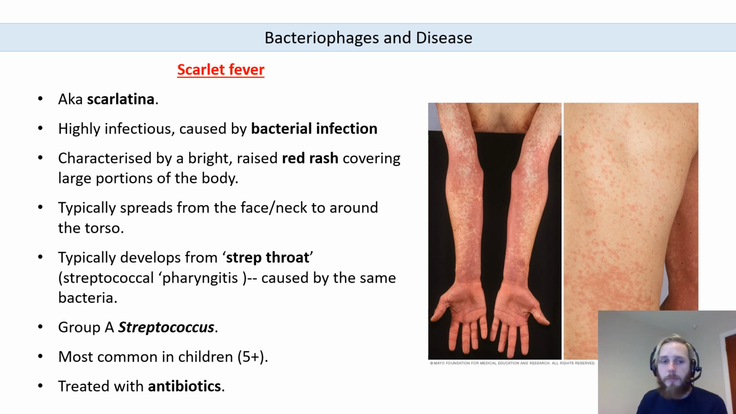Most common in children. You'll see the phrase streptococcal pharyngitis thrown around. It's caused by the same bacteria, as I kind of said. That's how it can start before it progresses. Pharyngitis, as we know, itis is inflammation. Pharyngitis is inflammation of the pharynx, which is caused in streptococcal pharyngitis by streptococcal infection. Strep throat is how we tend to refer to it. Again, it's just pharyngitis caused by streptococcal infection.